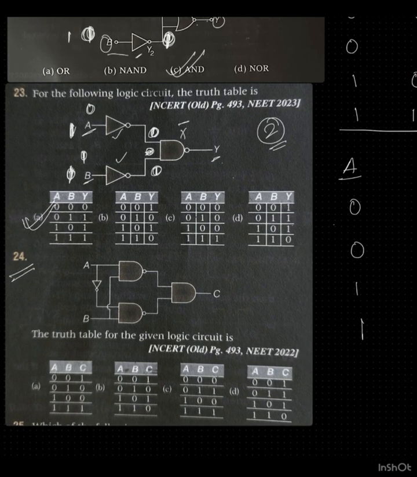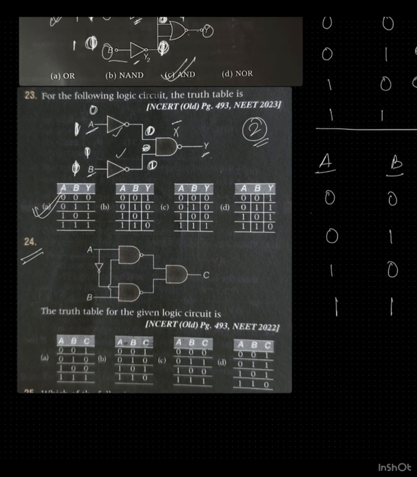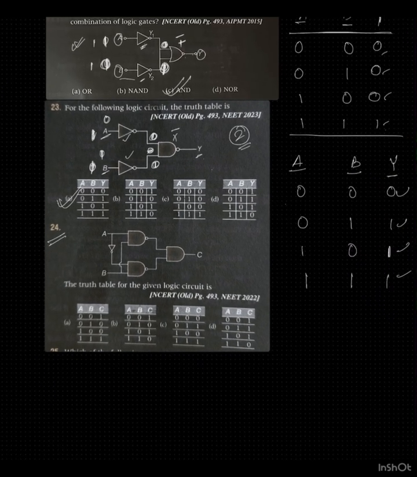That means this one, question number 24, which is marked as 24 here. So again, we will make one rough output, A, B, Y for the truth table and we will check the answer. Now this is a little bit more complicated than the previous one, so please try to understand properly. You can see that this question is from NCERT as well as it came in NEET 2022. The previous question was also in NCERT and NEET 2023.